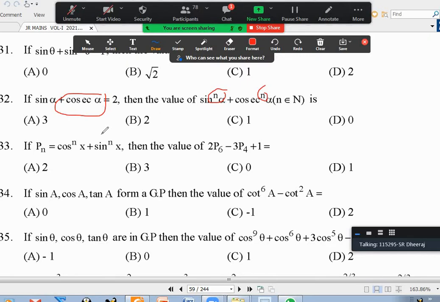Yes. Up to that I got, sir. Bring the 2 sin alpha to LHS. Means sin square alpha plus 1 minus 2 sin alpha. Yeah, is it (sin alpha minus 1) whole square equal to 0? Yes, sir. That means sin alpha is 1, right? Yes, sir. That means cosecant alpha is also 1. Yes, sir. Now I understood.